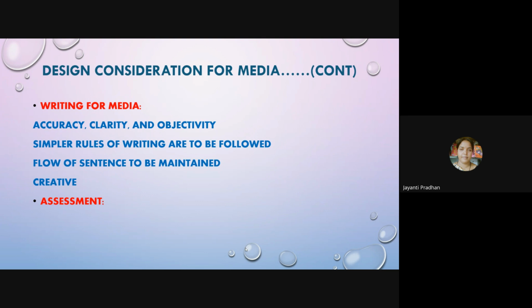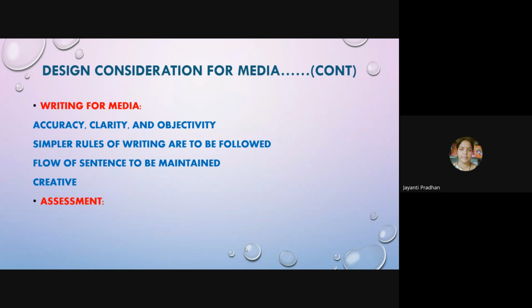So language should be very simple, accurate, and clear, so that the audience, the target group, can listen and understand the sense of the content, and the flow of the sentences should be maintained when delivering the content. And the most important thing is that the same content delivered by many persons can deviate by their creativity. So the presentation style should be very creative. When we are writing for media, we must consider how to deliver and present that content. So in that way, the content should be written.